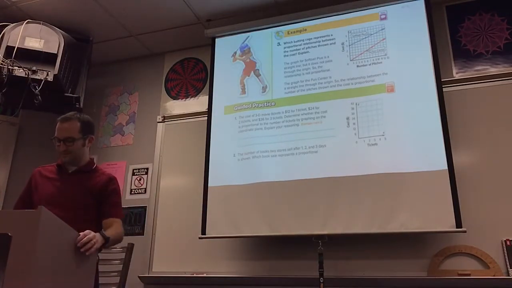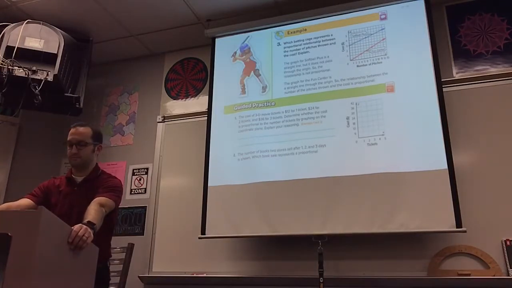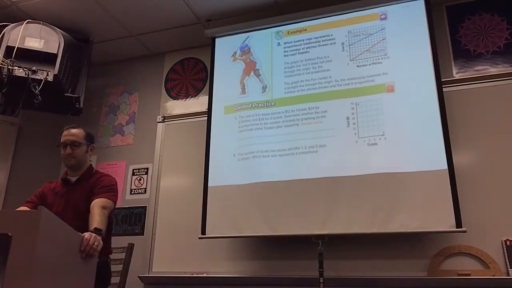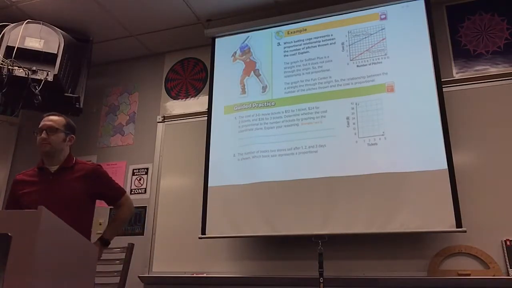The cost of 30 DV tickets is $12 for one ticket, $24 for 2 tickets, and $36 for 3 tickets. Determine whether the cost is proportional to the number of tickets by graphing on the coordinate and explain your reason.